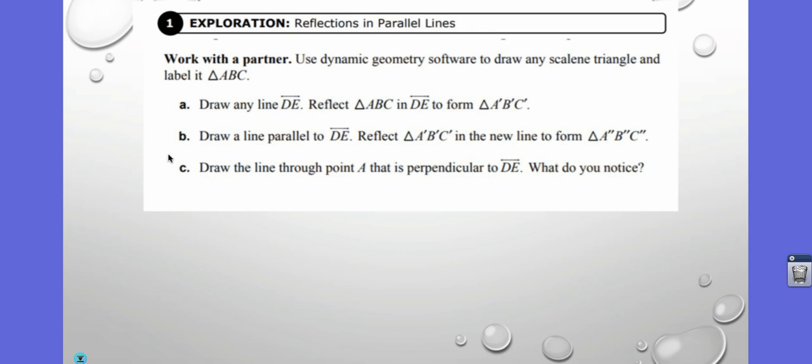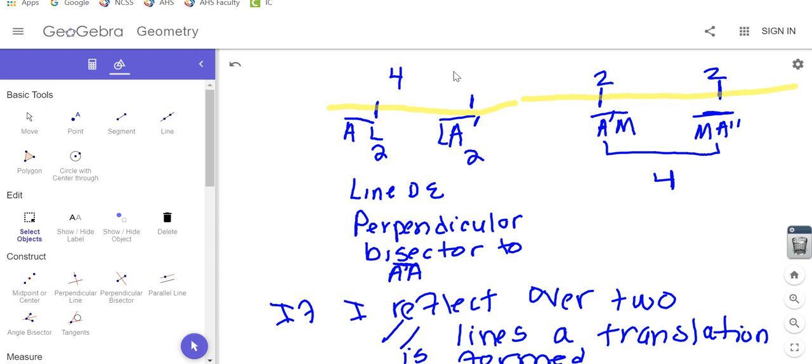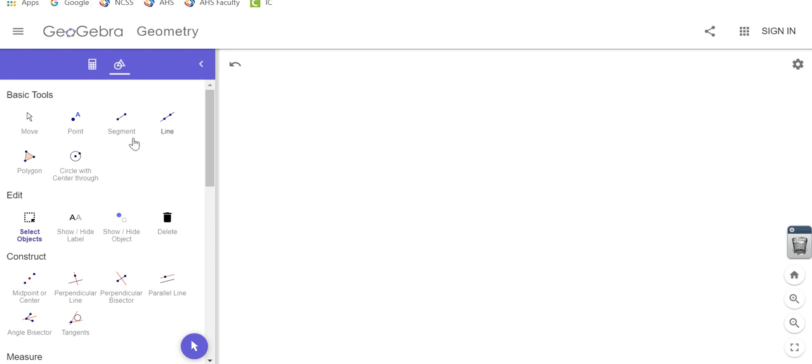Alright, so this tells you to work with a partner and use a dynamic geometry software to draw any scalene triangle and label the triangle A, B, and C. So we're going to do that, and then we're going to draw a line and call it DE and reflect that line ABC and DE to form triangle A prime, B prime, C prime. Alright, so we're going to go grab our dynamic software, and we're going to use GeoGebra.